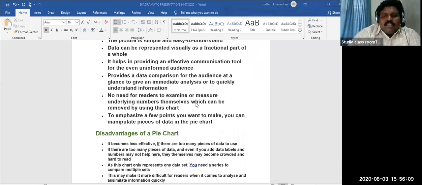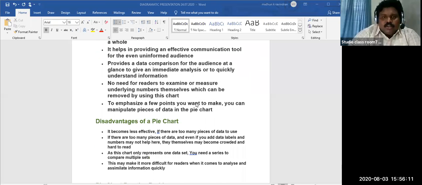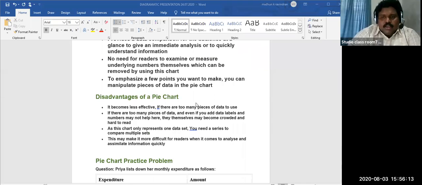At the same time, what are the disadvantages? Many disadvantages are also there. What are they? Here it is. It becomes less effective if there are too many pieces of data to use.